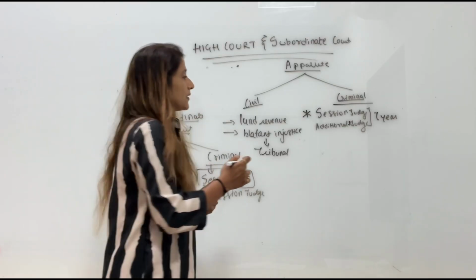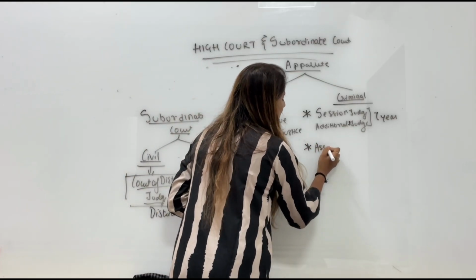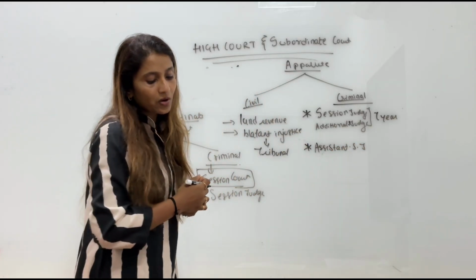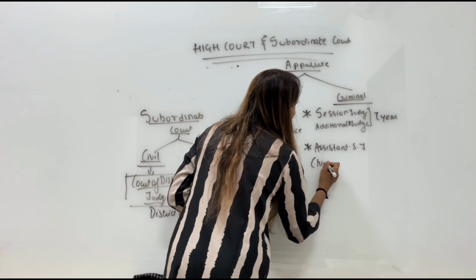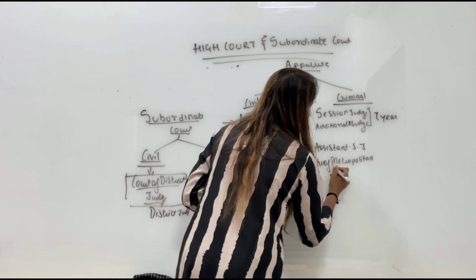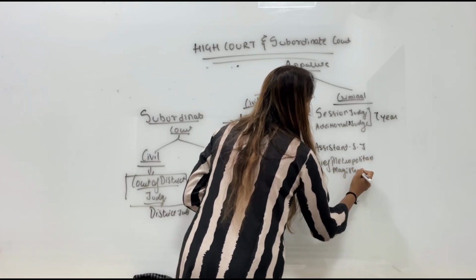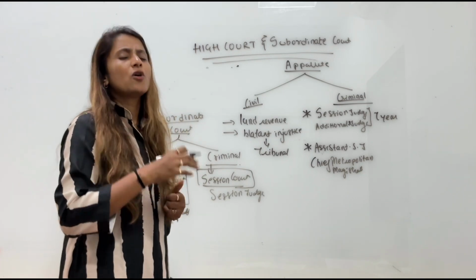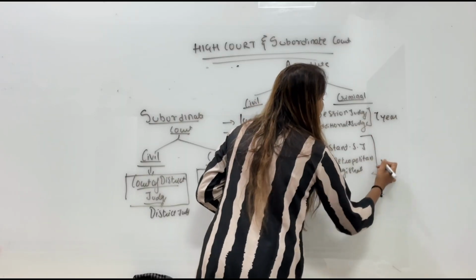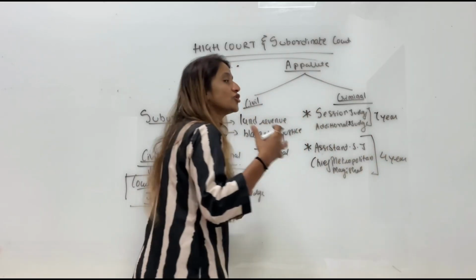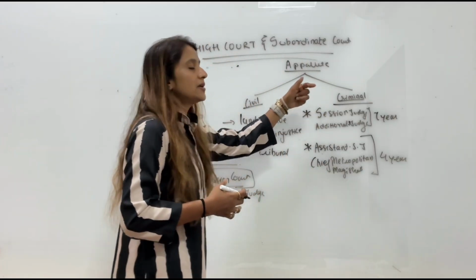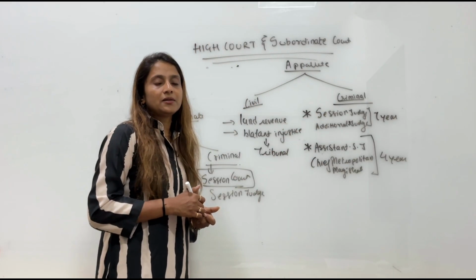Second situation, in case an assistant session judge or chief metropolitan magistrate, or any other judicial magistrate at that level, has given a judgment where you have been sentenced to 4 years imprisonment, in that case you can appeal against their judgment.